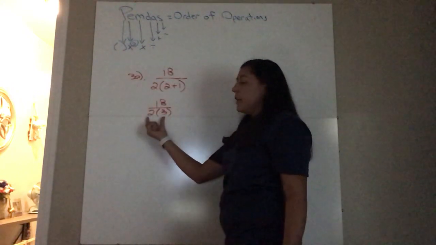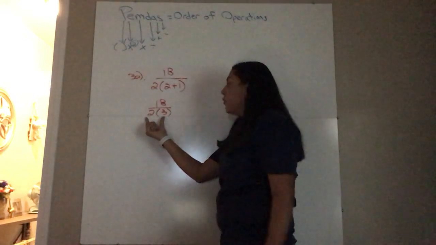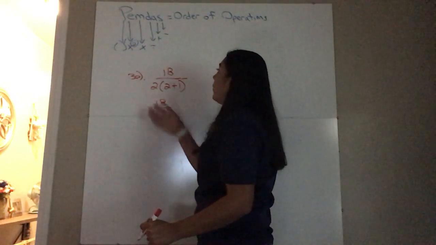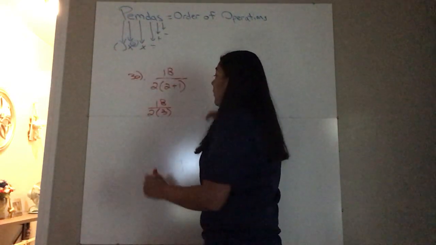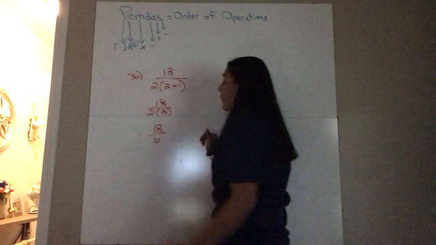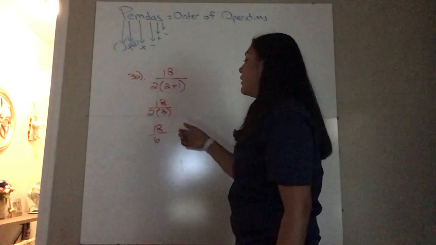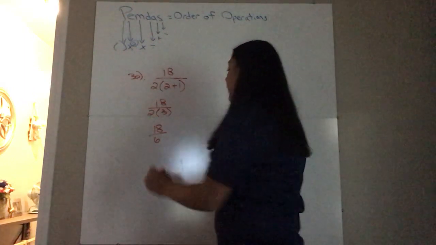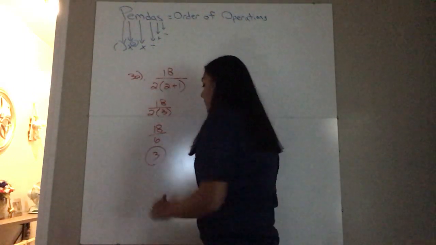What's it mean when it's right next to it? It means multiply. Okay, and our multiplication is next anyway. So 18 divided by 2 times 3 is 6. Okay, and it's a bar, so once again it means divide. 18 divided by 6 is 3.